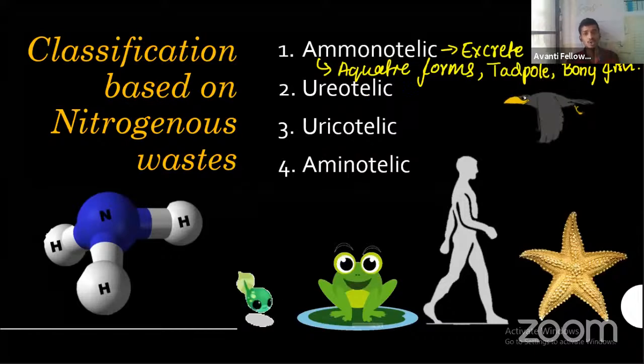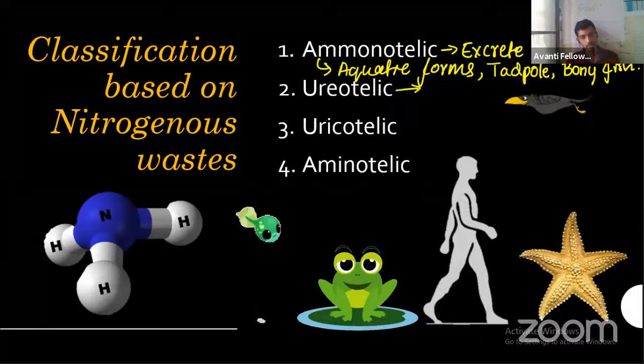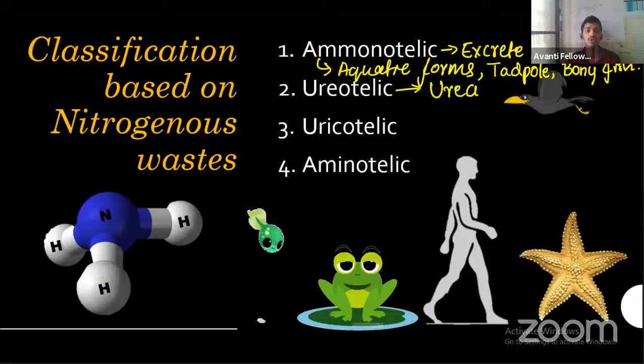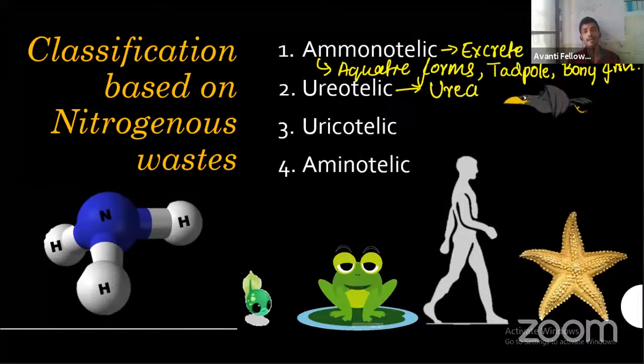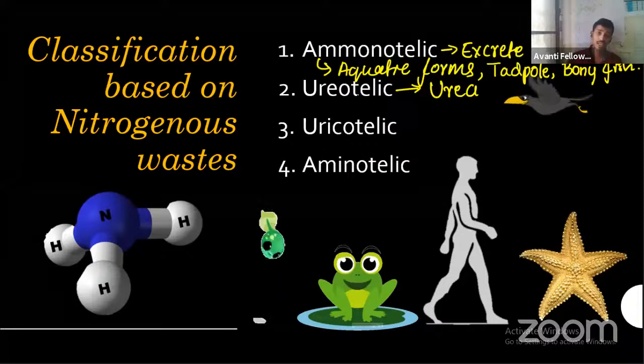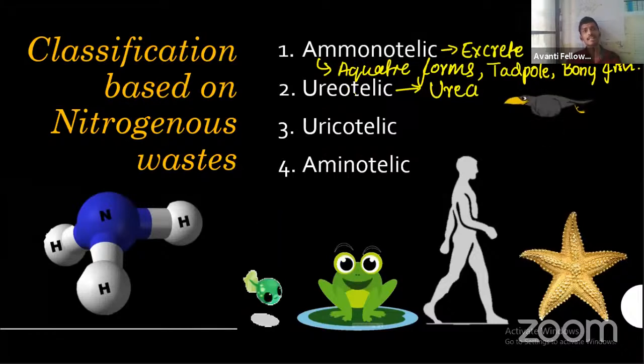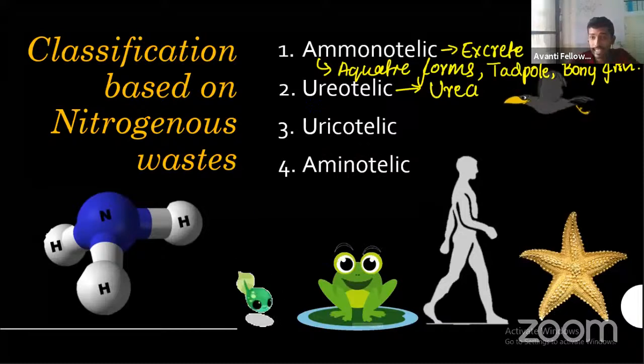What is ureotelic then? Ureotelic means excretion in the form of urea. Urea is a different kind of nitrogenous byproduct, but when compared, urea is comparatively less toxic than ammonia. That means we need less water for the excretion of urea. Can you give me any example of a urea excreting organism? Yes.